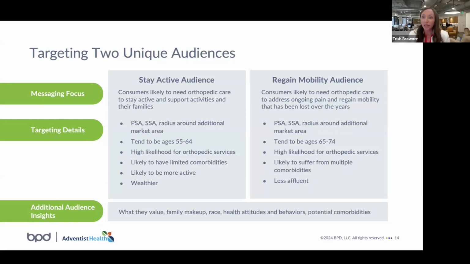Other things that we looked at in the data were their values, their family makeup, and general health attitudes and behaviors. All of this together really pointed us in the direction of these two audiences.